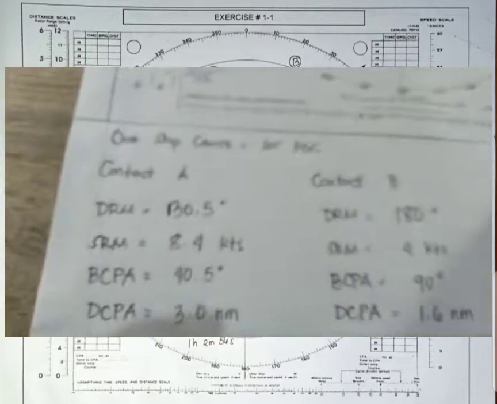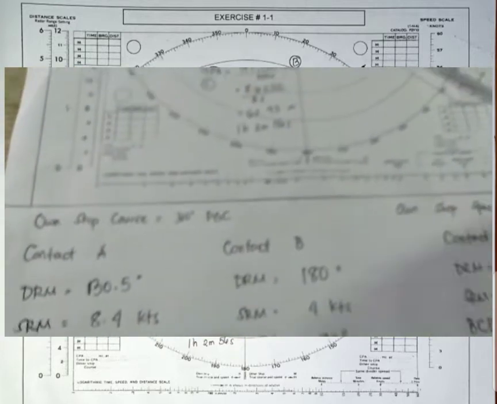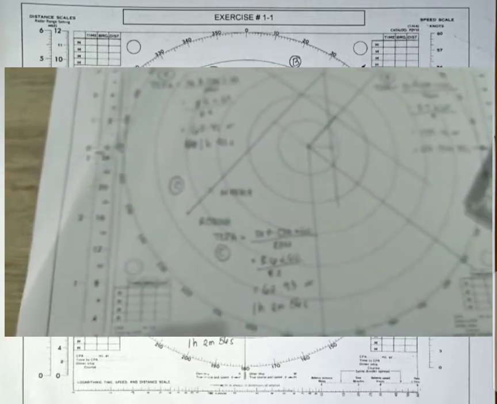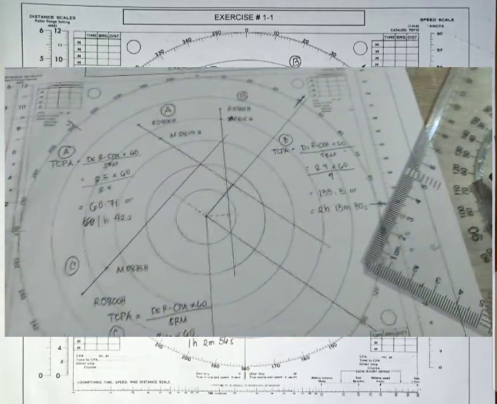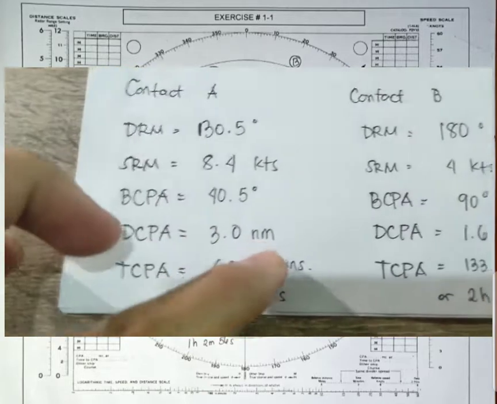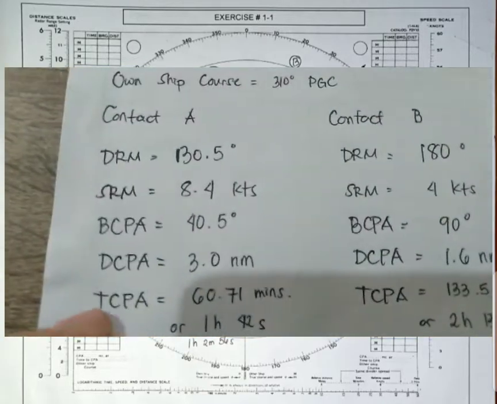And for the distance, we just simply need to measure that with our compass divider. Measure that with the compass divider, okay? And that measures 3.0 nautical miles.